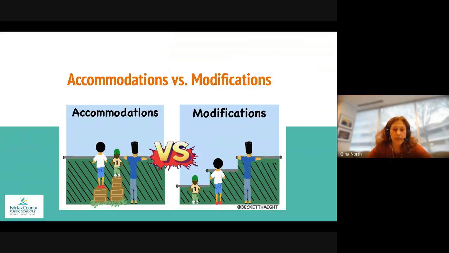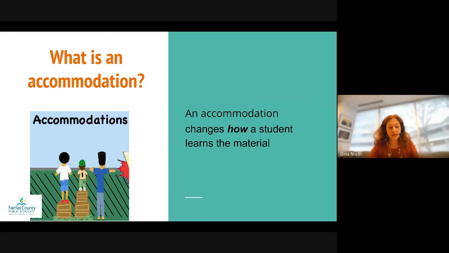What do you notice about this graphic? The accommodation has provided a way for each student to be at the same visual level. The modification has cleared the obstacles that limit each student's view. An accommodation changes how a student learns the material. Accommodations can help kids learn the same material as their peers. This allows them to meet the same expectations.